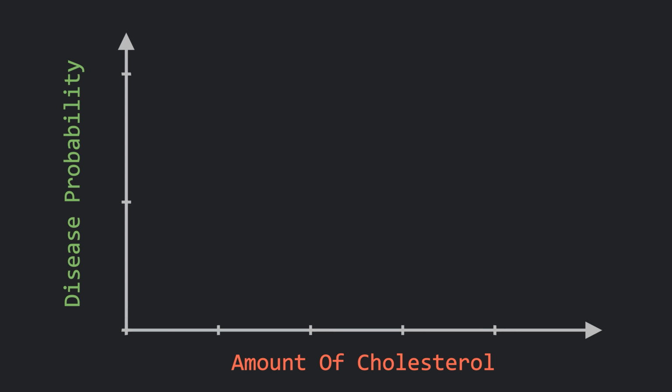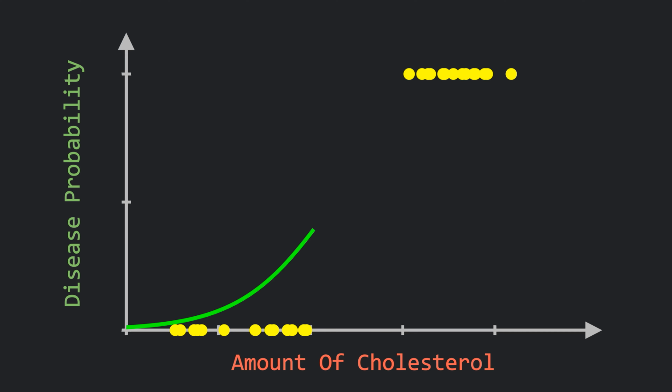Next, let's look at this graph. Here, the y-axis represents the probability of getting a disease, and the x-axis shows the amount of cholesterol. This is just a simplified demo example. It's not medically accurate. Now imagine we have our training data plotted on this graph.